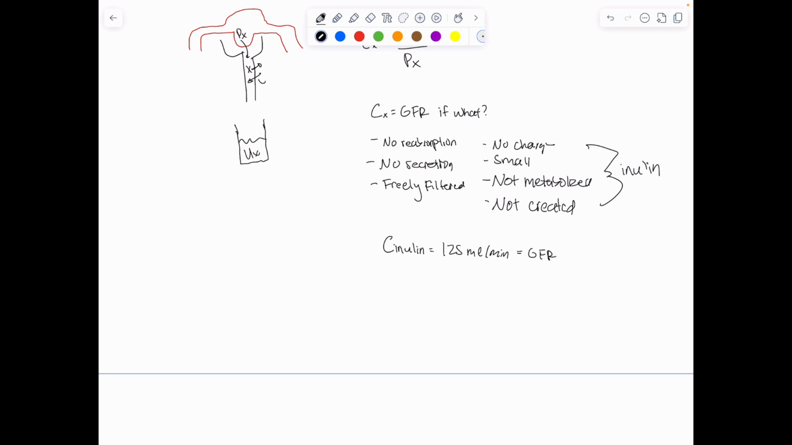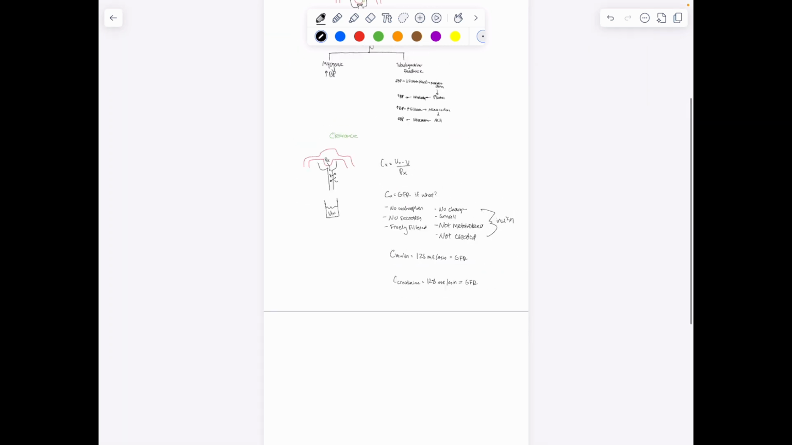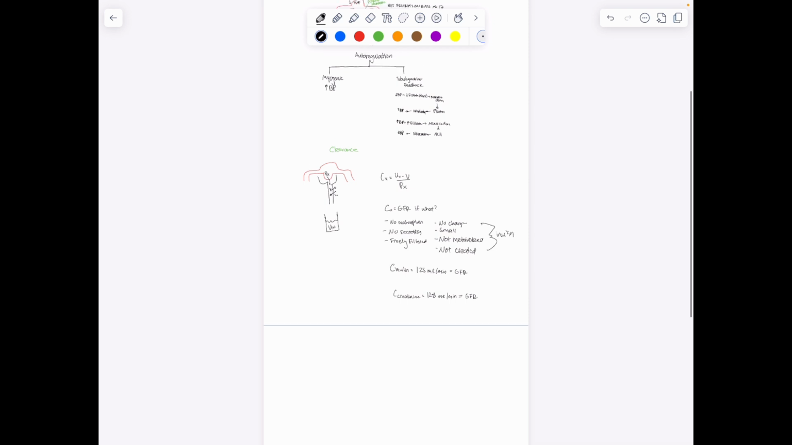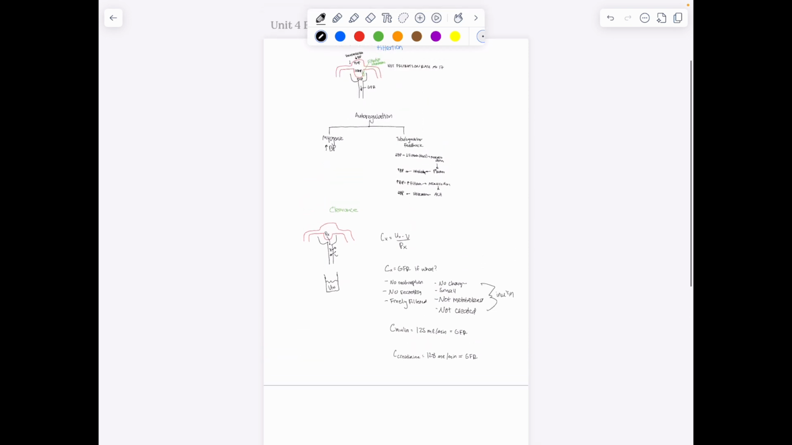But that brings up another substance that is very similar to this value. So we have our C of creatinine, which equals 128 milliliters per minute. And so that can also equal our GFR. And so then we're able to check the functions of our kidneys through this GFR value. And that wraps up filtration.